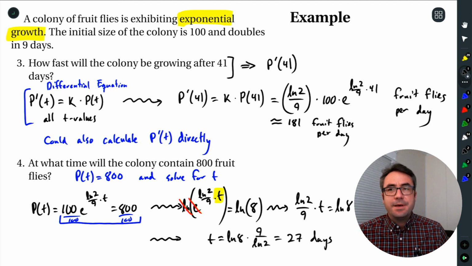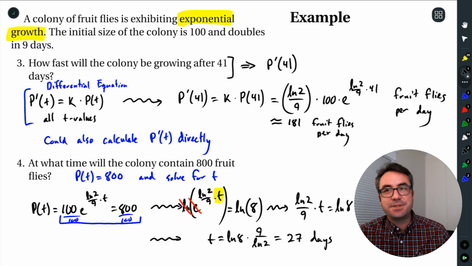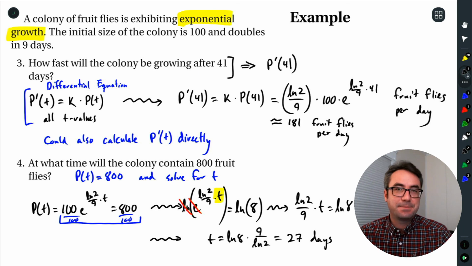All right, so that really covers it for exponential growth. What we're going to see next is what happens if this constant k is not positive anymore. What happens if that constant k is negative? And we're going to get what we call exponential decay. So we'll see you there.